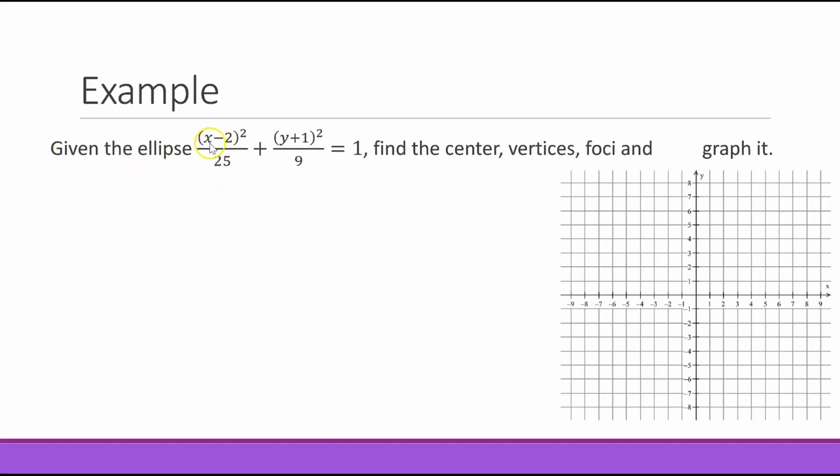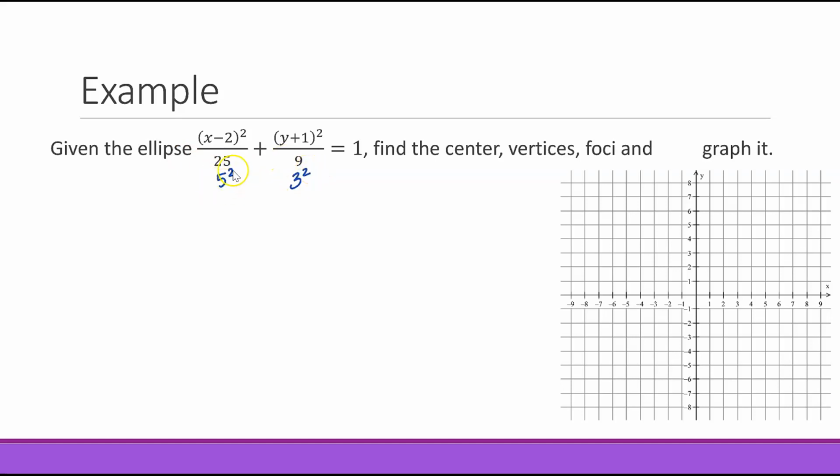So given the ellipse, (x - 2)² over 25 plus (y + 1)² over 9 equals 1. Find the center, vertices, foci, and graph it. So here we're told it's an ellipse, but we should also know it's an ellipse because we have x variable squared, the y variable squared, and everything is positive and added together here. So we want to make it look like the general formula. So I'm going to rewrite the denominator 25 here as 5² and then 9 as 3². So we can see this is like my a² and my b².